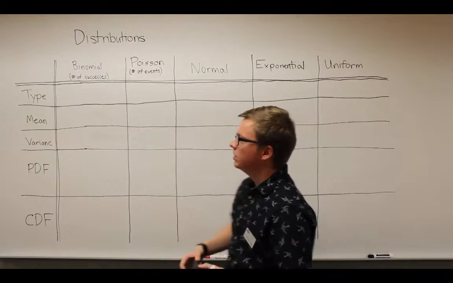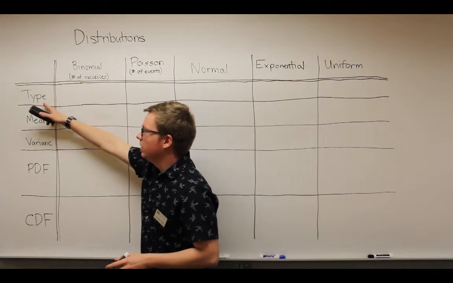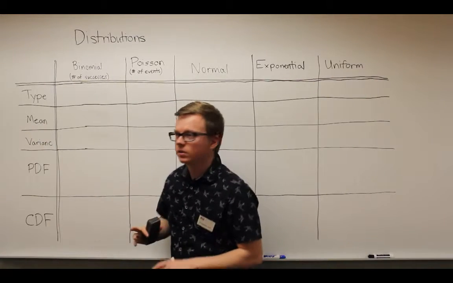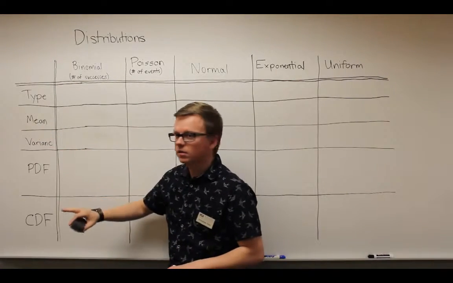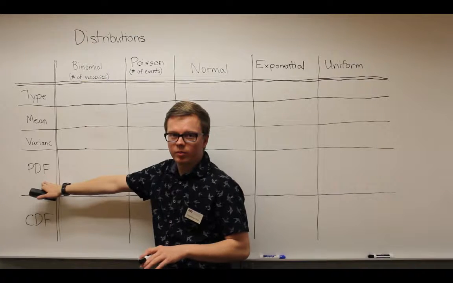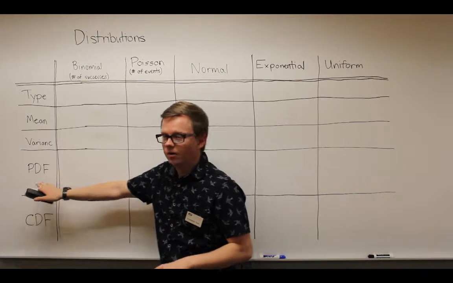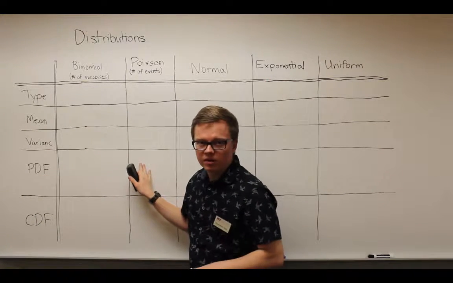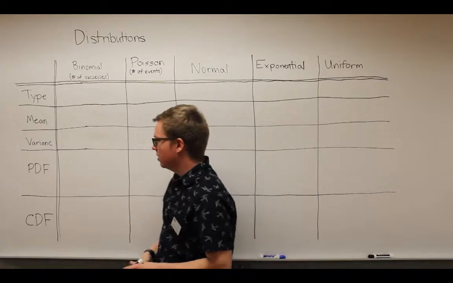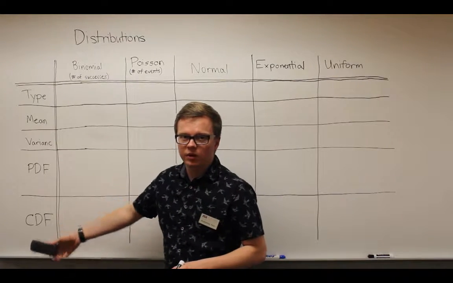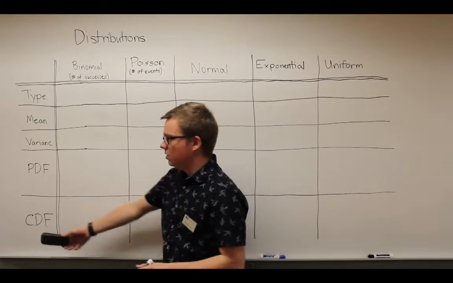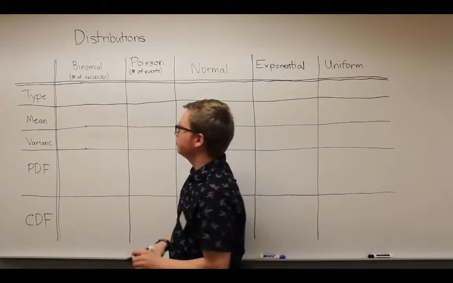So for each distribution, I'm going to tell you what type, meaning discrete or continuous. I'll tell you the mean, variance, PDF, which is the probability density function, or sometimes called the probability mass function for discrete distributions, and the CDF when it's not too complicated, which is the cumulative distribution function.